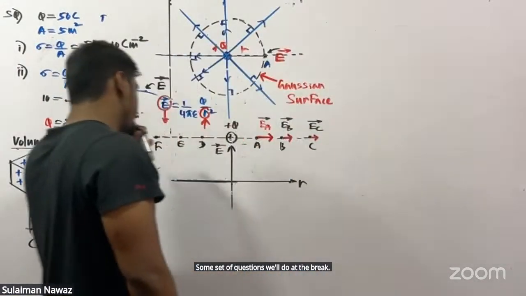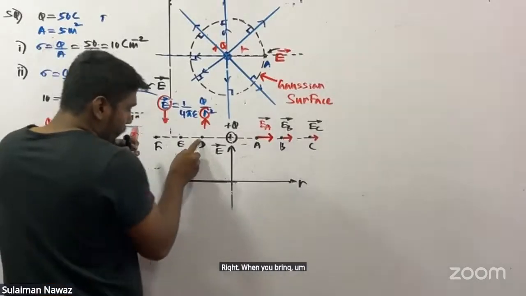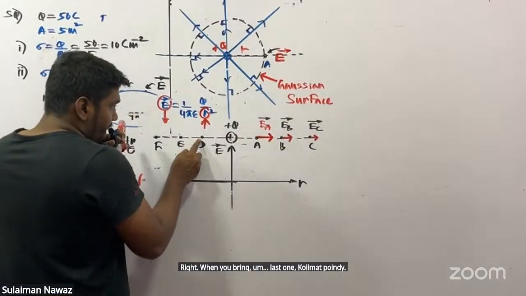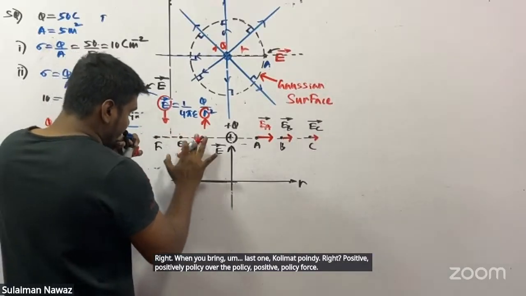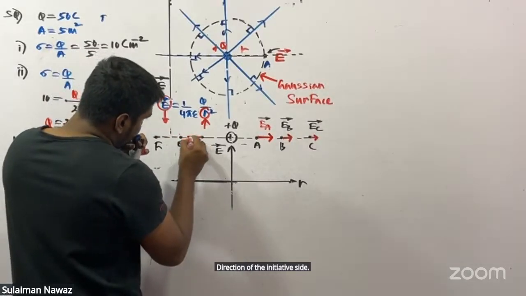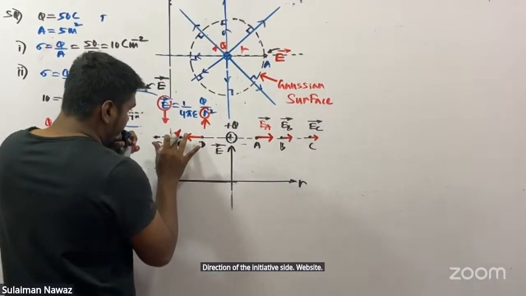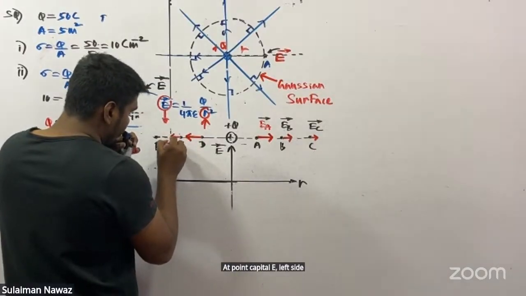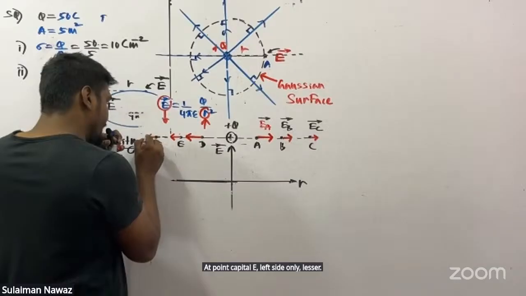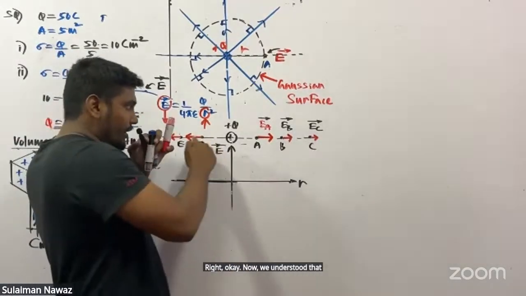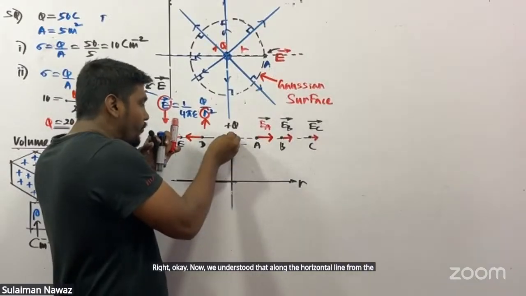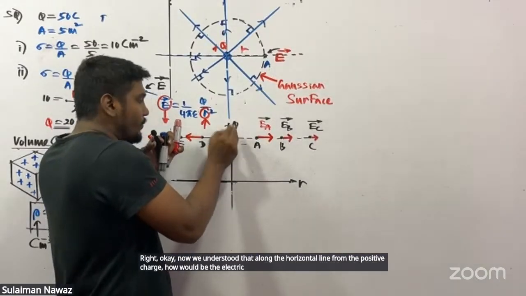Right. When you bring plus one coulomb at point D, positive and positive gives a repulsive force, so the direction of intensity is left side. At point E, left side only lesser. At point F, intensity is very small. Right, okay. Now we understood how the electric field intensity varies along the horizontal line from the positive charge. The story is very clear.